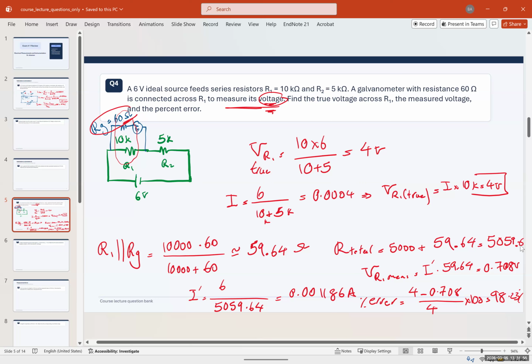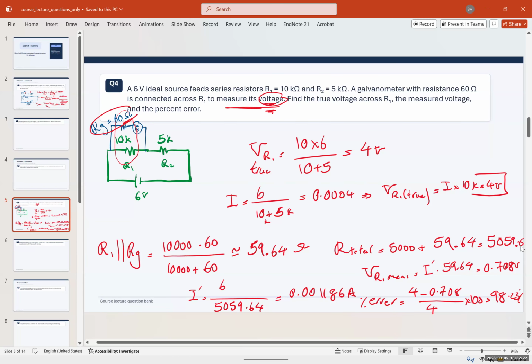Okay. Is it clear? Okay. But the easy way, just look at this. If the galvanometer's resistance was like 100 megaohms, then the error would be around 1%, or the accuracy would be 98, 99%. Can I move on to the next question? Yes. Okay.